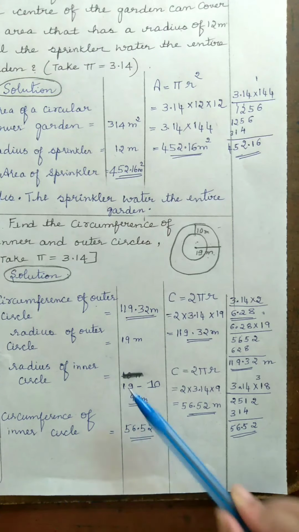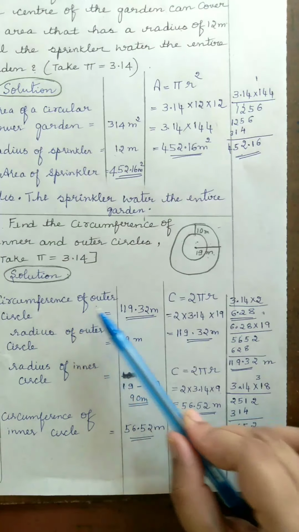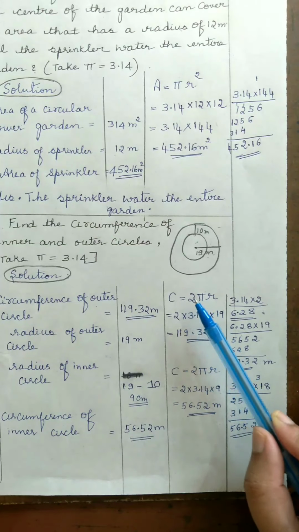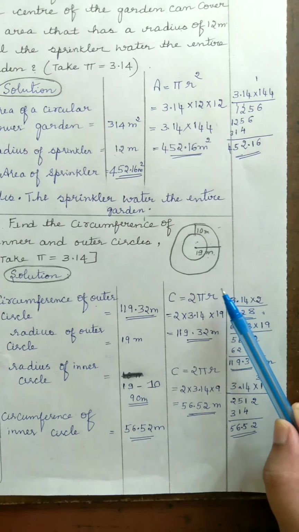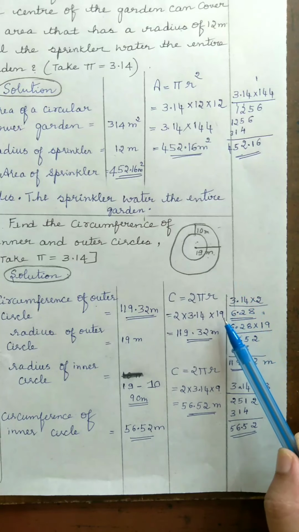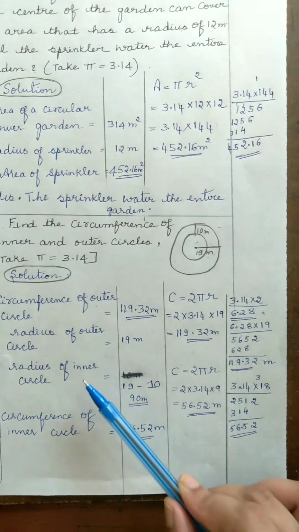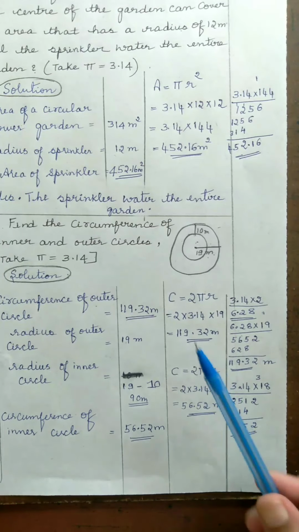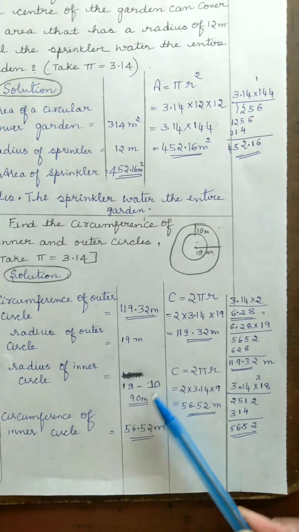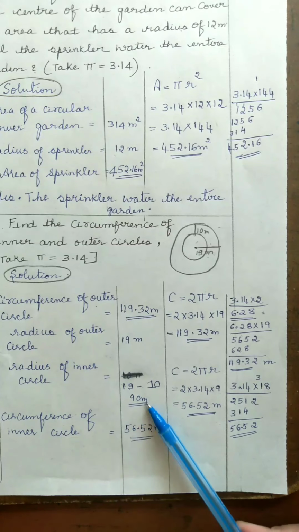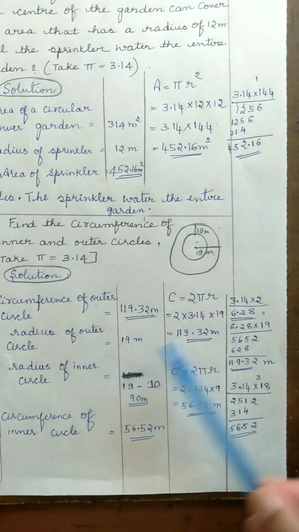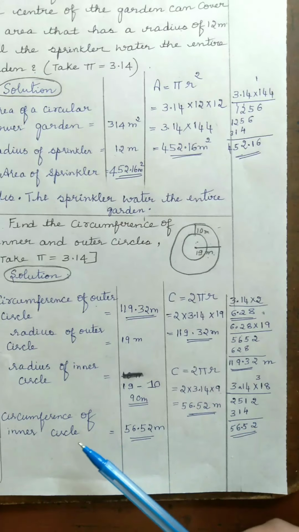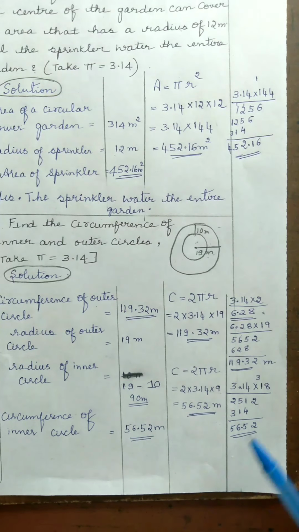And the circumference of the outer circle will be equal to 119.32 meter using the formula C is equal to 2 pi r, where r is the radius of the outer circle, that is equal to 19 meter, and the radius of the inner circle has been calculated from 19 minus 10. We got the value equal to 9 centimeter, which is the radius of the inner circle. Then using the formula C is equal to 2 pi r, we got the answer for the circumference of the inner circle. This is the answer for this problem, children.